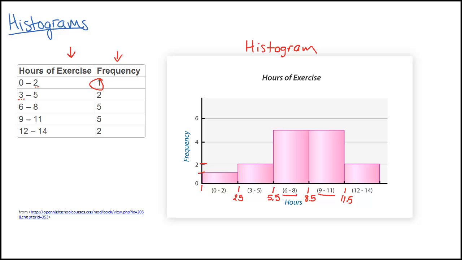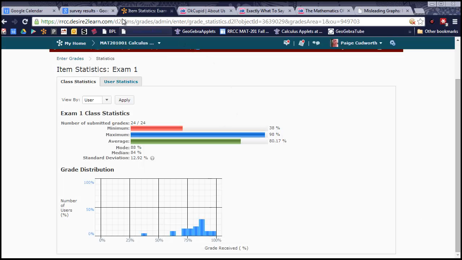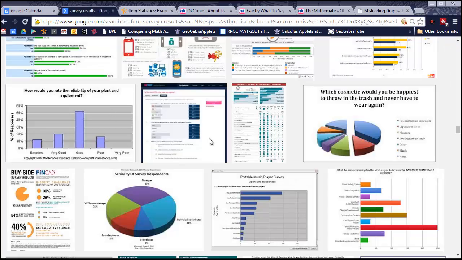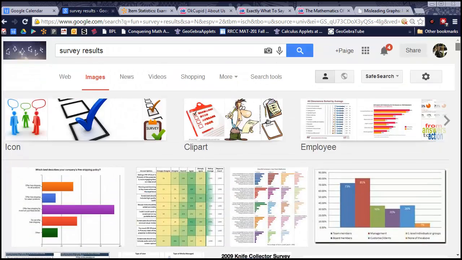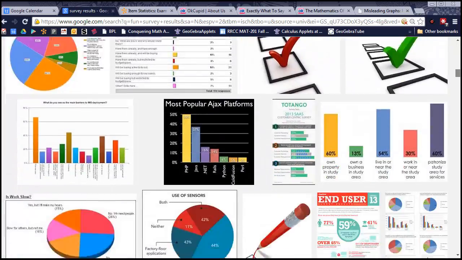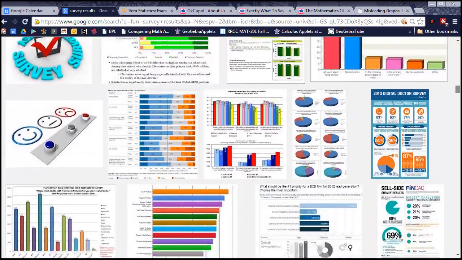I'm not going to talk too much about making histograms or their properties, so you should definitely read the chapter on this. But I did want to just show some examples here. So if you go on to Google, I just did a Google image search here for survey results, you'll see countless examples of representing data.